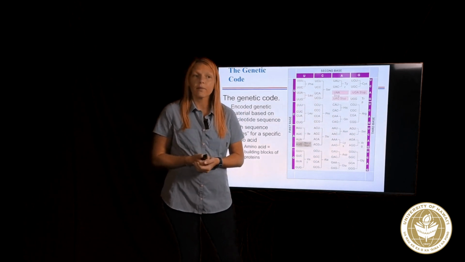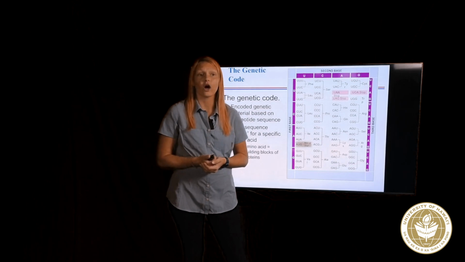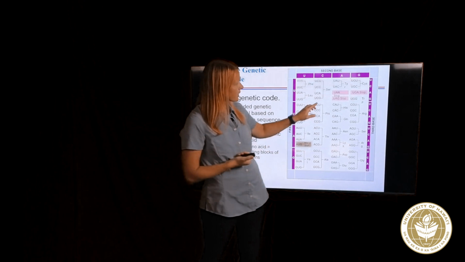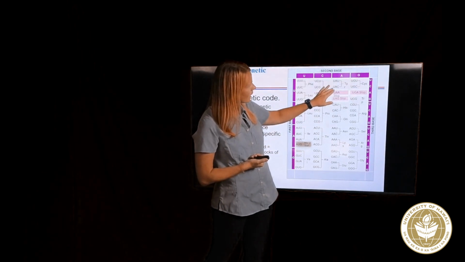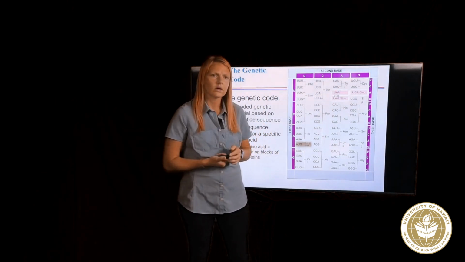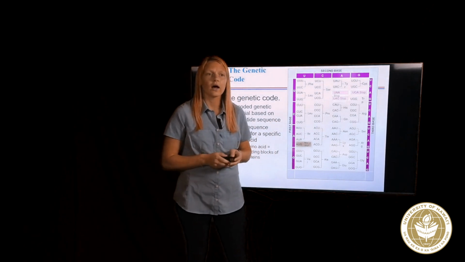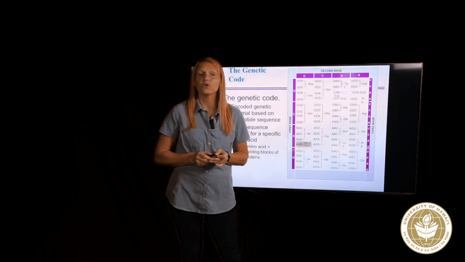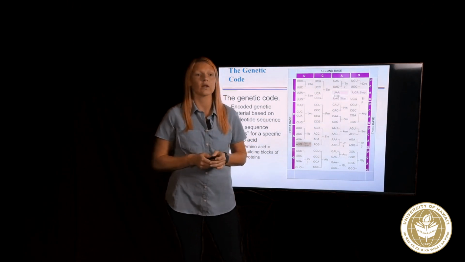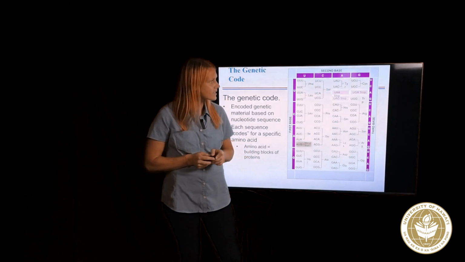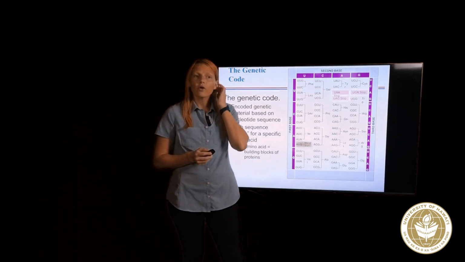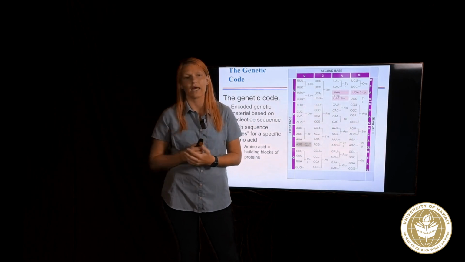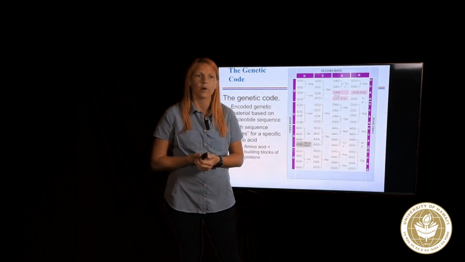So for example, UAC is a codon for the amino acid serine, right? If we look at this, we find UAC, or sorry, I said that wrong. UAC is a codon for the amino acid serine. UGC is a codon for the amino acid cysteine. So codons are going to be written from the 5' end to the 3' end of that mRNA molecule.